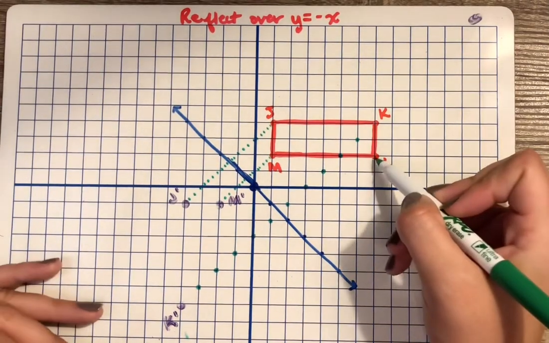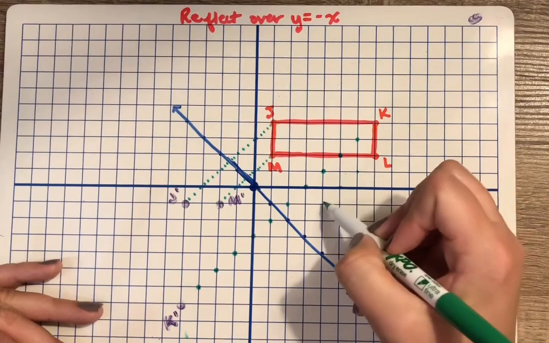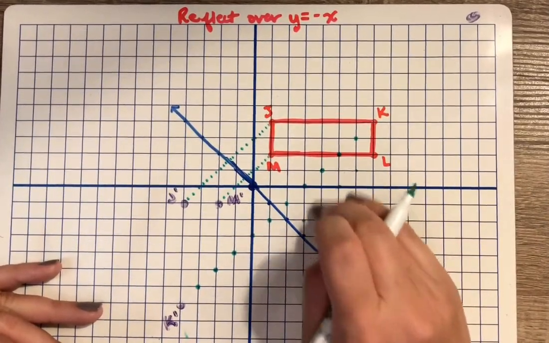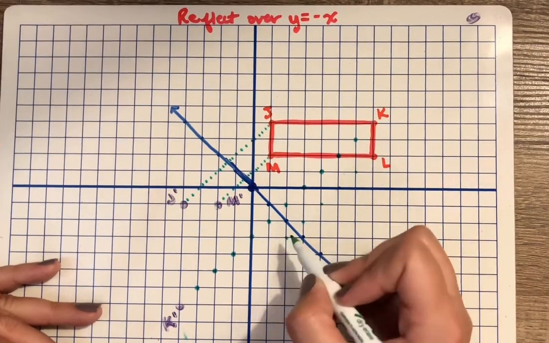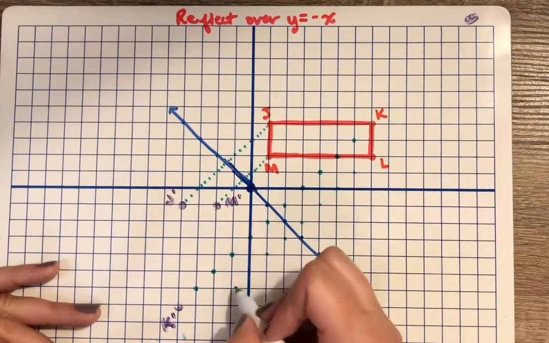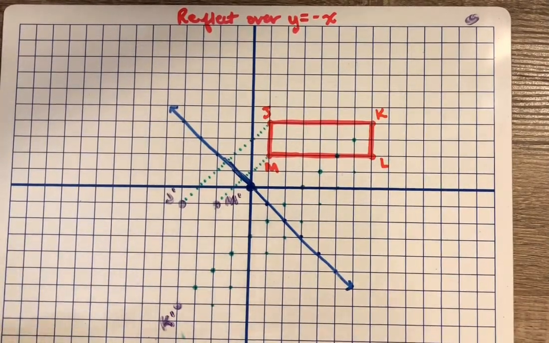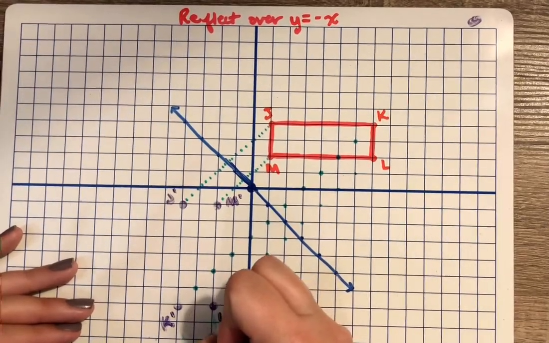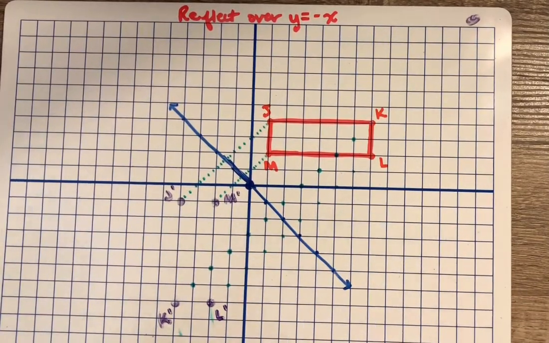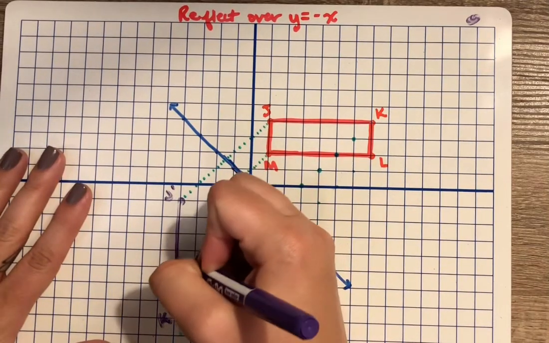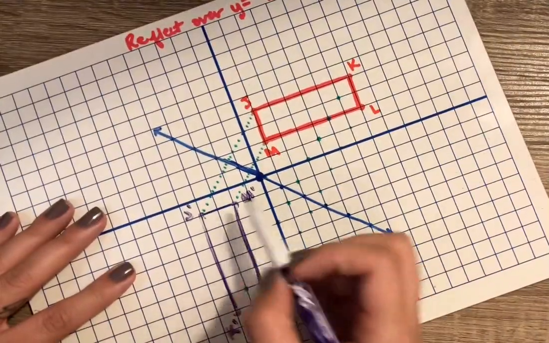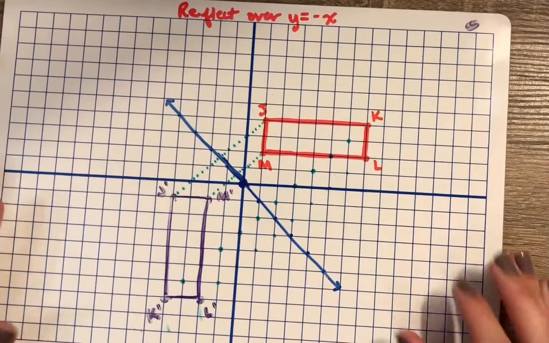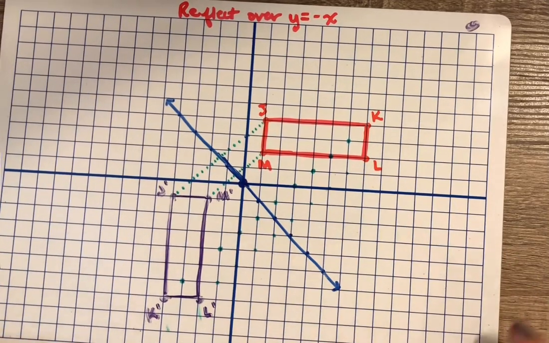And then my final L is 1, 2, 3, 4, 4.5. So I do the half on the other side and now 4 more. 1, 2, 3, 4. So this is the location of L prime. So then my final step is to connect those vertices. And I have my reflection, my image, J prime, K prime, L prime, M prime.